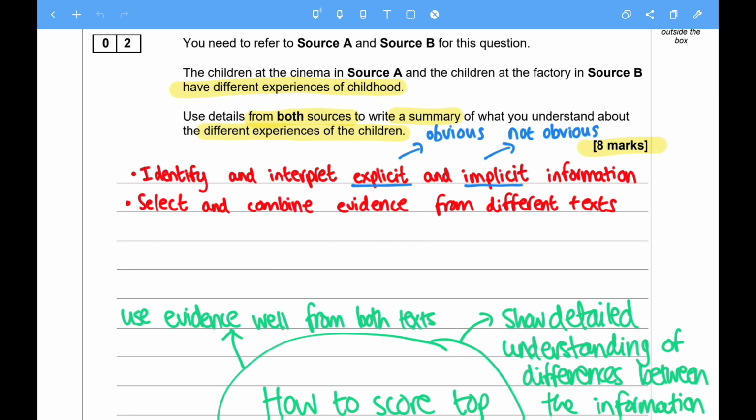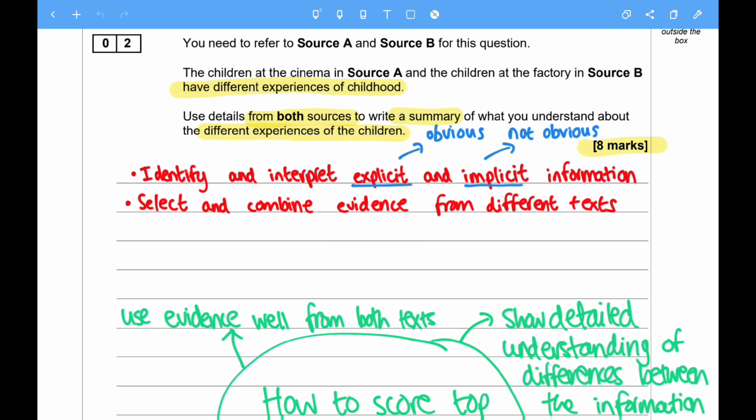Today we are looking at the AQA GCSE English Language Paper 2, Question 2, which is worth 8 marks. So the question reads, you need to refer to source A and source B for this question. The children at the cinema in source A and the children at the factory in source B have different experiences of childhood. Use details from both sources to write a summary of what you understand about the different experiences of the children. So as you can see, I've highlighted some key words or key phrases within the question.